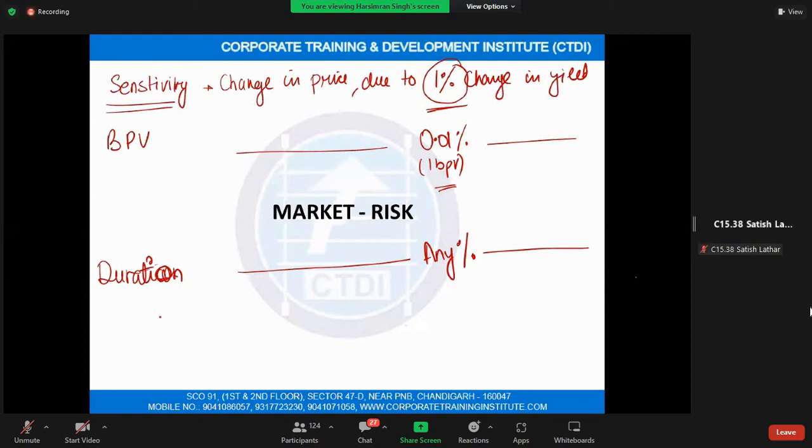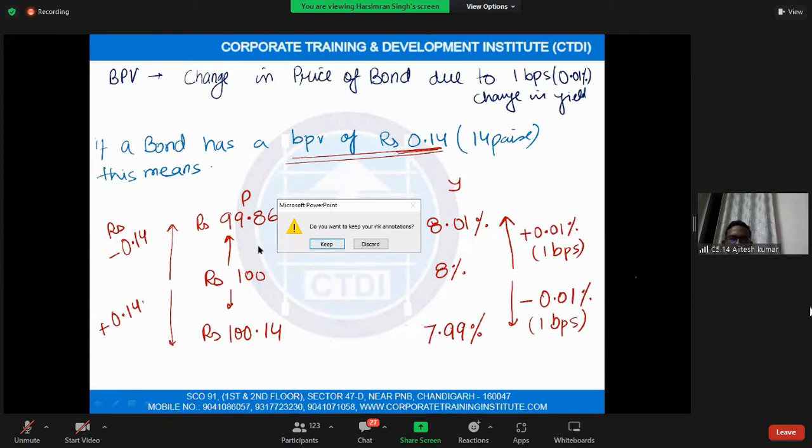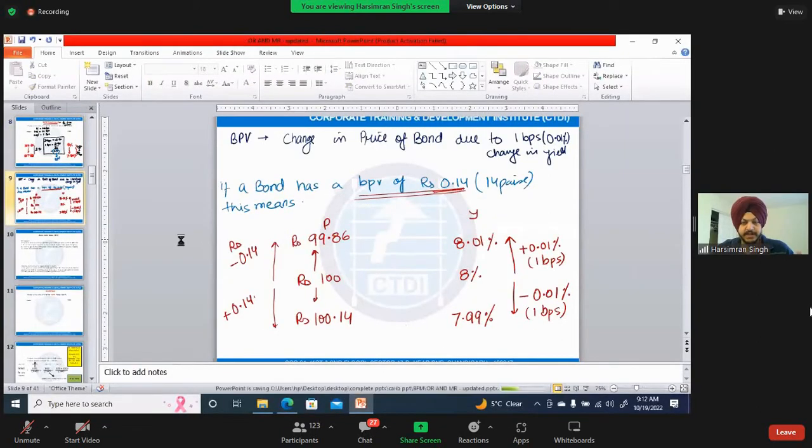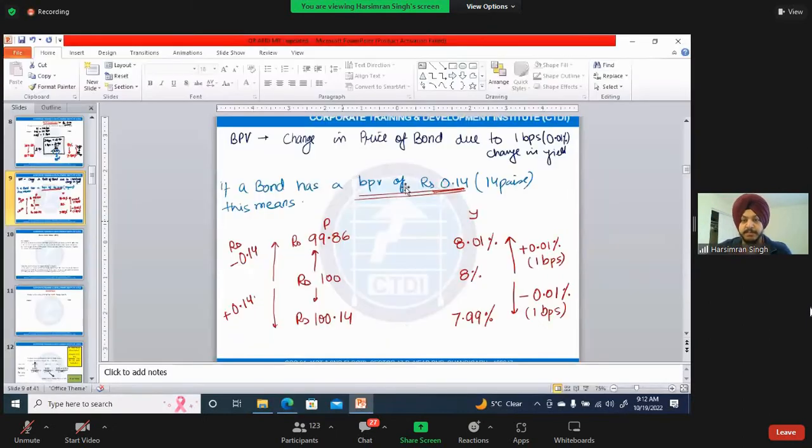Clear, sir. Now, did you understand this slide? Tell me. Got it, sir. Yes, sir. If you have understood this slide, can you tell me the meaning of this line? A BPV of the bond is 125 rupees. In this slide I only said that the BPV of the bond is 14 paise. Now instead of 14 paise I am writing that the BPV of the bond is ₹125. Can you tell me the meaning of this line?